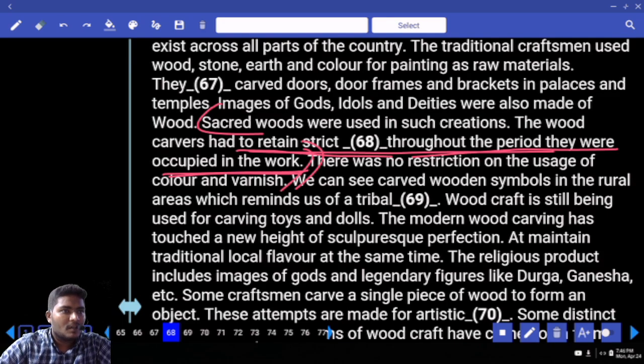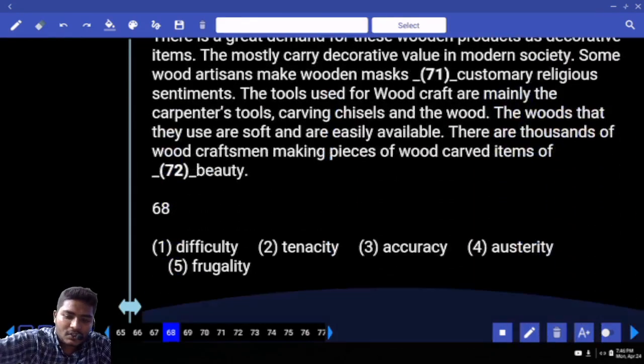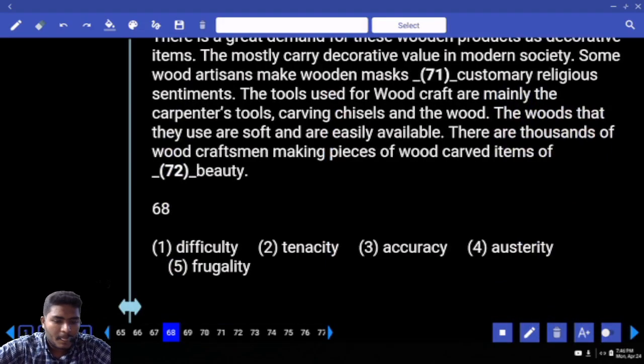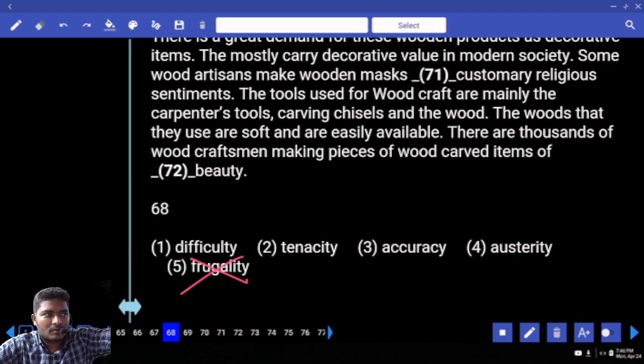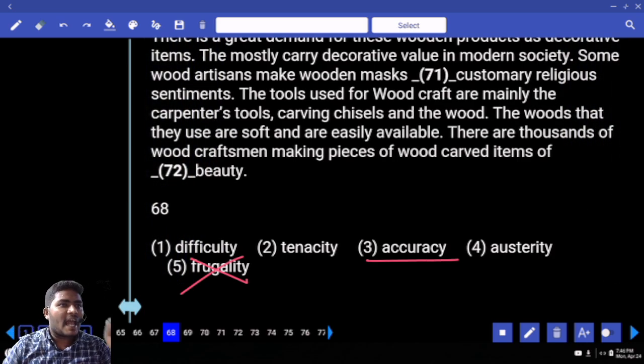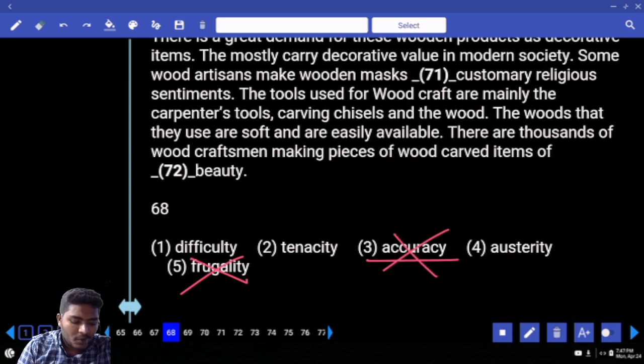That is the terminology. Now, are they following strict rules or not following strict rules? Following the strict rules. Now, you got this terminology, right? Let us go to the options. What are the options we have here? One is difficulty, another one is tenacity, next one accuracy, next one austerity, next one frugality. Can we eliminate one option not related to this? Frugality speaks about money. Next one, accuracy. Now, are we speaking about their accuracy or are we speaking about their strict rules? Strict rules, eliminate.